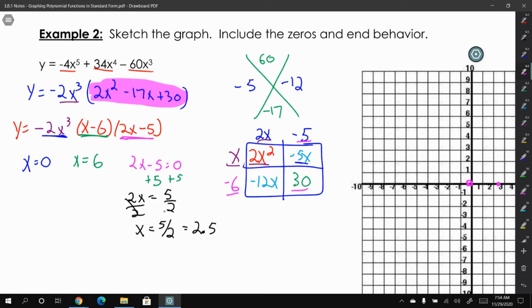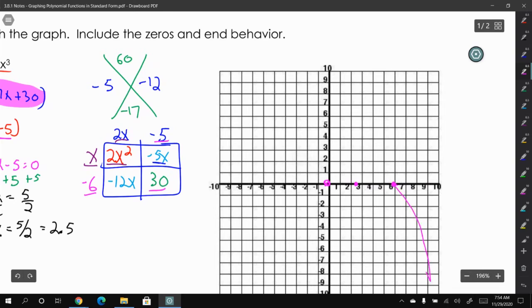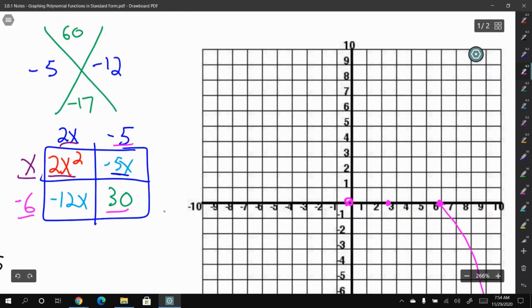Our leading coefficient's negative 4, so negative means it's going to go down, and this is a 5th degree function, so that means the ends are going to go in opposite directions. So if the right side goes down, the left side must go up.